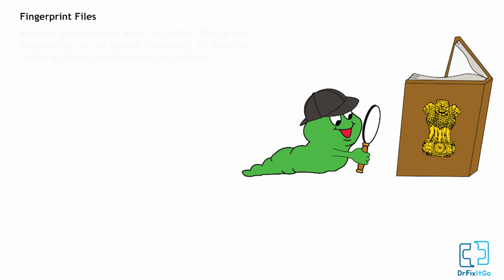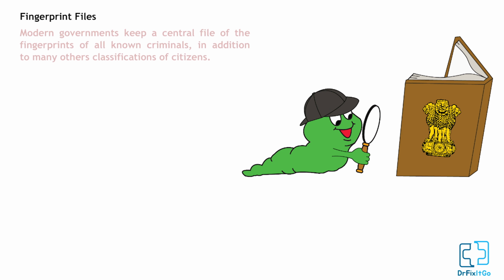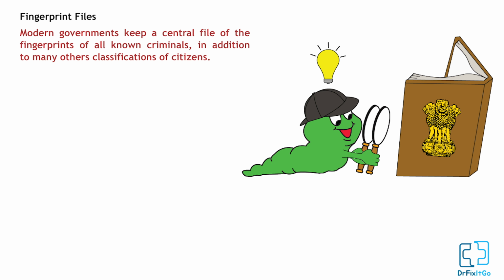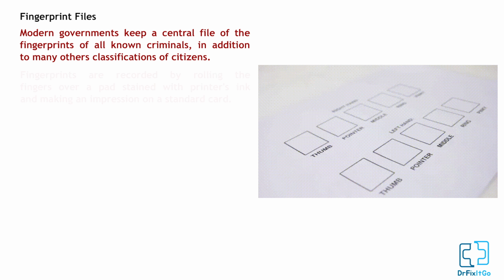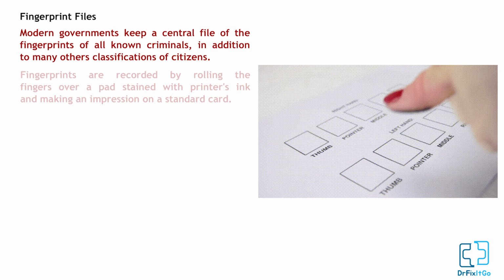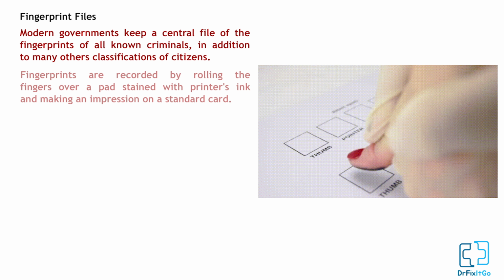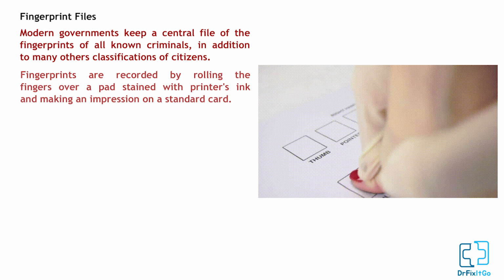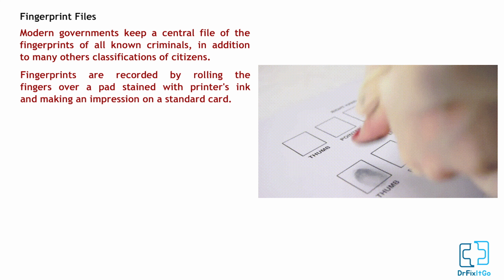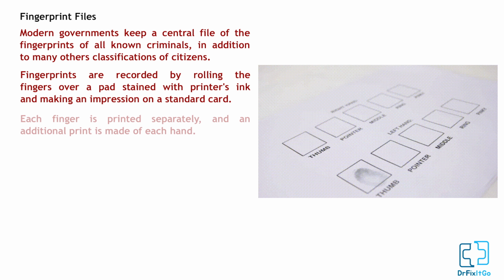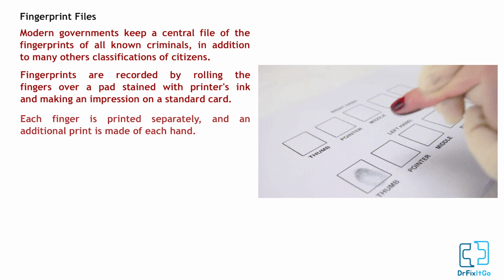Fingerprint files. Modern governments keep a central file of the fingerprints of all known criminals, in addition to many other classifications of citizens. Fingerprints are recorded by rolling the fingers over a pad stained with printer's ink and making an impression on a standard card. Each finger is printed separately and an additional print is made of each hand.